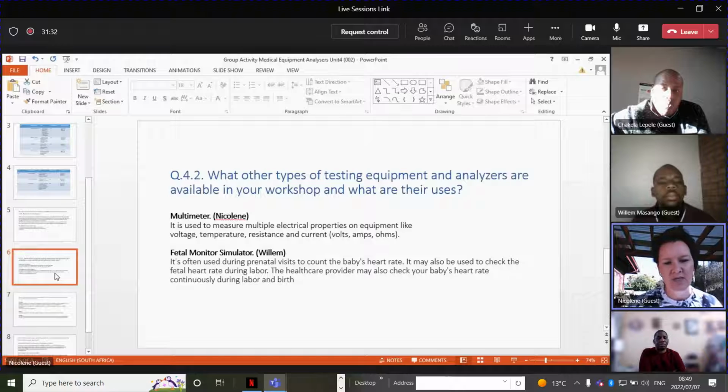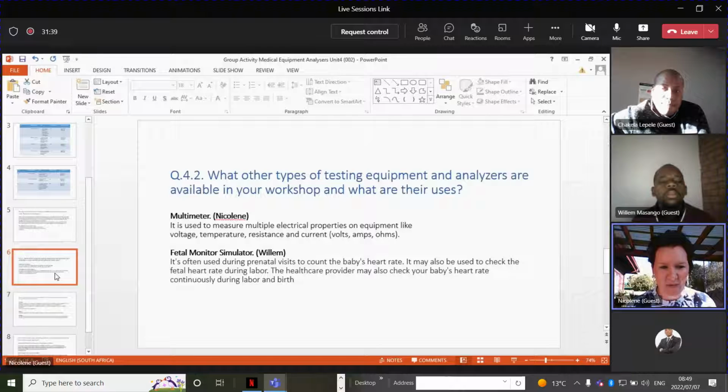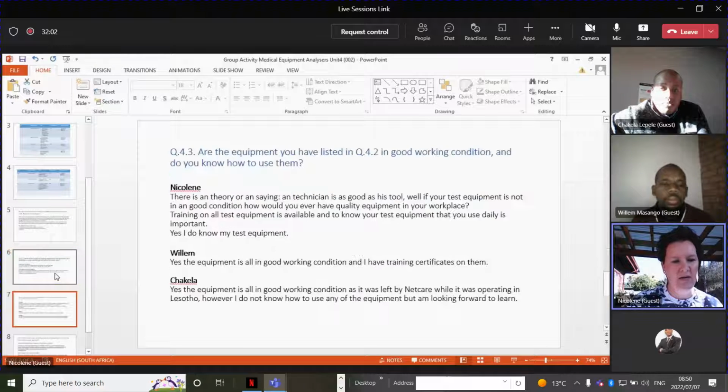A fetal monitor simulator. Willem has one of those. It is often used during prenatal visits and counting the baby's heart rate, and may also be used to check the fetal heart rate during labor. The healthcare provider may also check your baby's heart rate continuously during labor and birth. So that is one of the other simulators, or analyzers, as well.